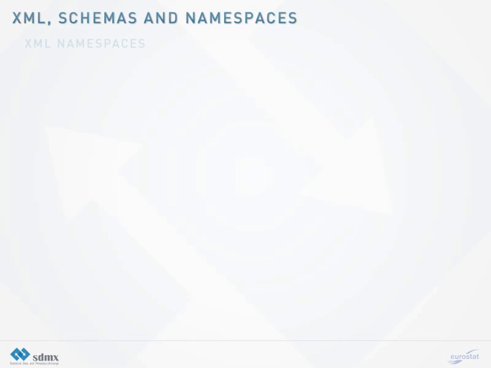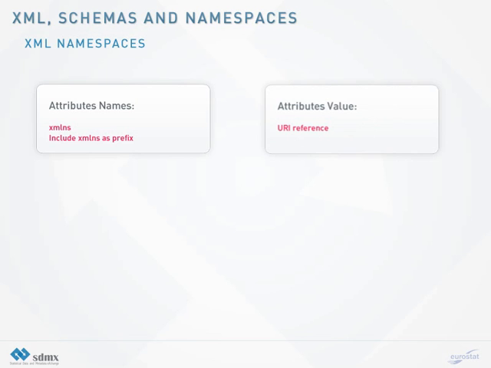A namespace is declared by using a family of reserved attributes. Such an attribute's name must either be XMLNS or contain XMLNS as a prefix. These attributes may be provided either explicitly or by default. An attribute's value is a URI reference, the string identifying the namespace. The namespace name has the characteristic of being unique.